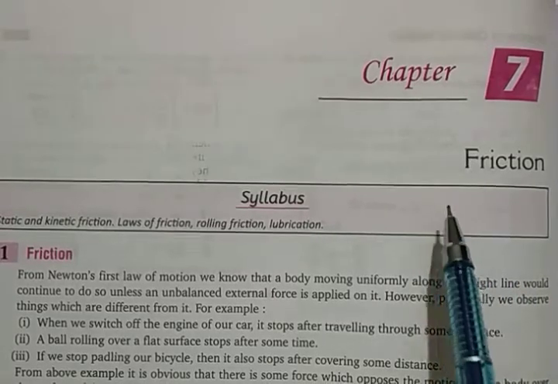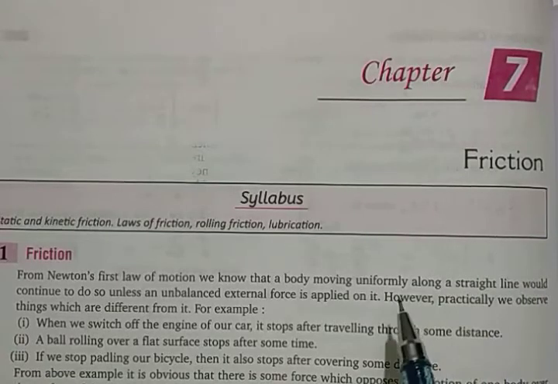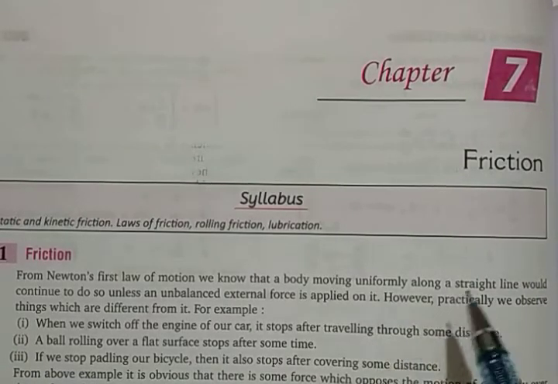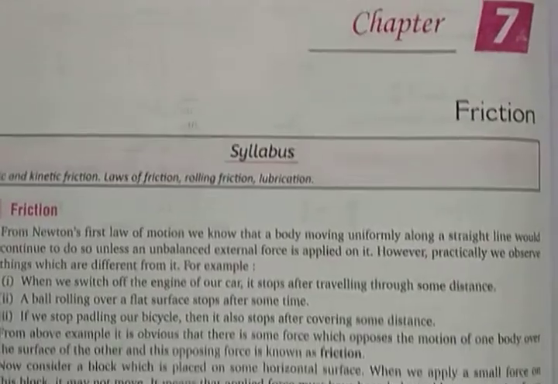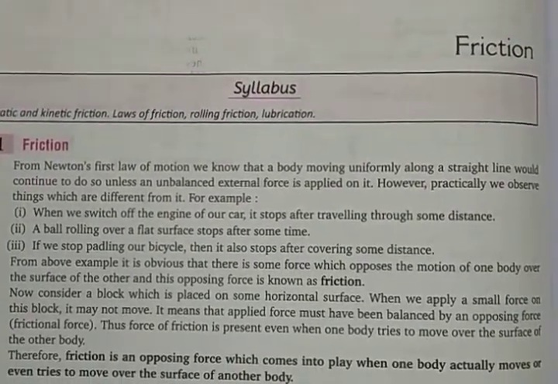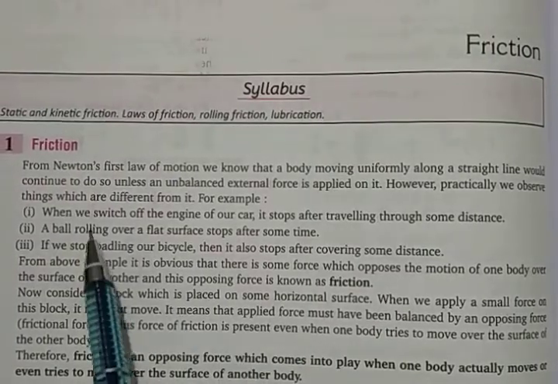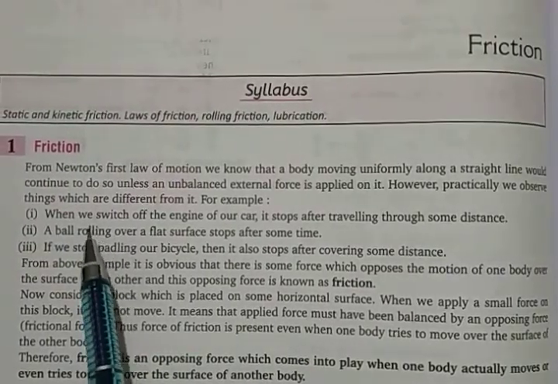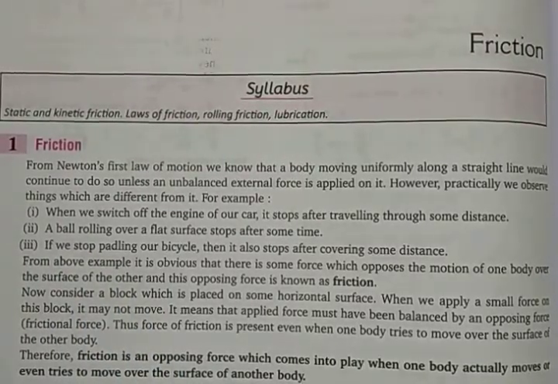In this book it is given as chapter 7, but in general it is the fourth chapter, which is laws of motion. In that, laws of motion is a part B. So friction we already know, the definitions we know. Friction was also invented by Newton when he was doing the laws of motion.